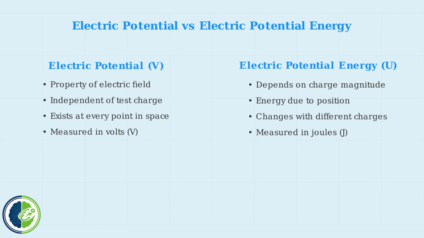It's the energy a charge possesses due to its position in an electric field. The relationship between these quantities is given by the equation U equals Q times V, where Q is the charge and V is the electric potential at that location.